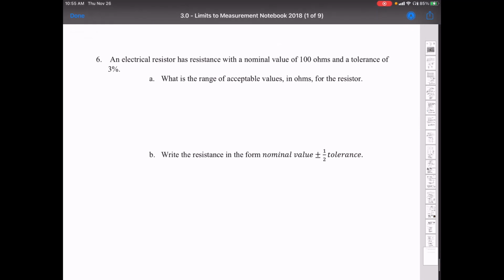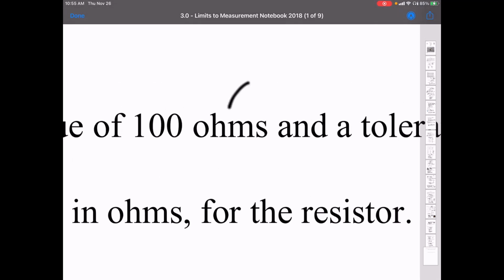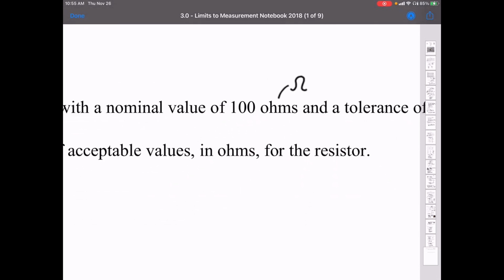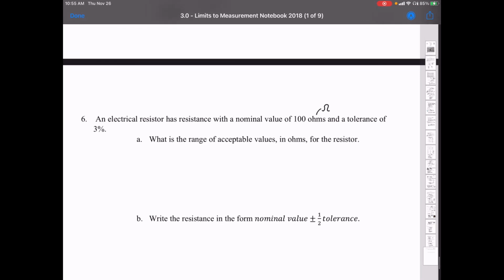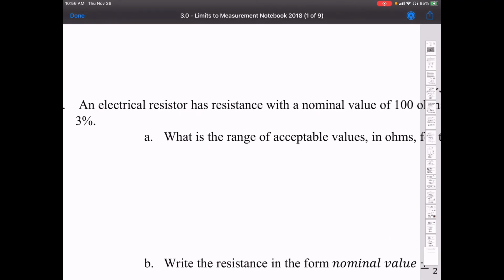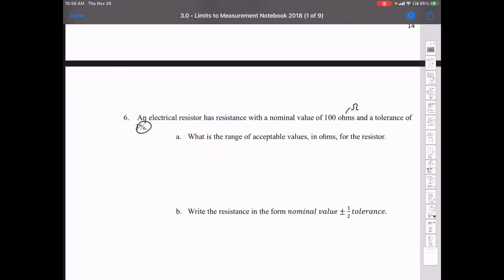Okay, the very last one: an electrical resistor has a resistance with a nominal value of 100 ohms and a tolerance of 3%. Just so you don't get confused, this has units of Greek letter omega. It's the symbol for ohms, and I'm going to be using that for my units here. But it's got a tolerance of 3%. Well, that's a percentage. We don't want 3%. We want to figure out what it is in ohms.